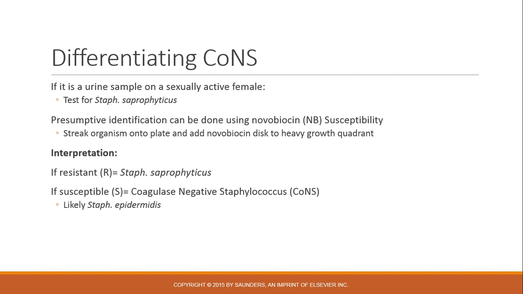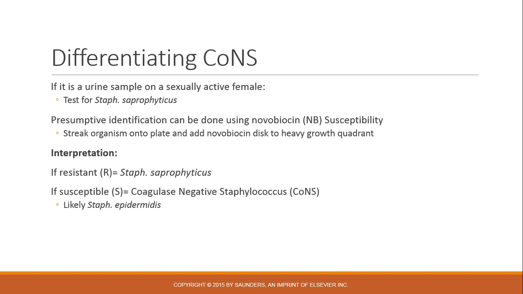Okay, so this is differentiating coag-negative staph. So if you've got a urine sample on a sexually active female and it's a coag-negative staph, then you have to test to see if it's Staph saprophyticus. Right? So what you can do is the novobiocin susceptibility test. Basically you streak the organism on a sheep blood agar plate, and you want very heavy confluent growth. So you'll streak it down, and you'll streak it left, and you'll streak it right. You want a heavy lawn of growth, right?